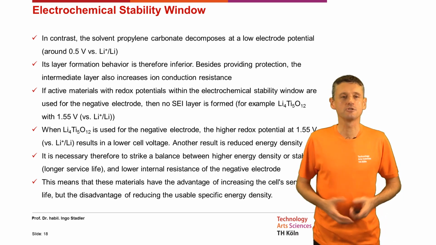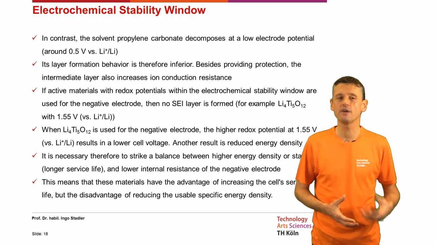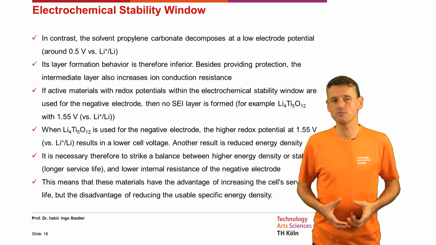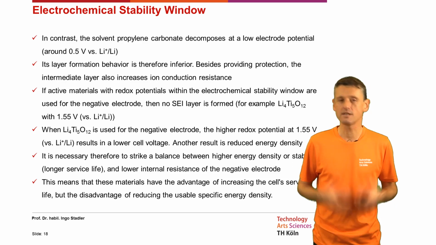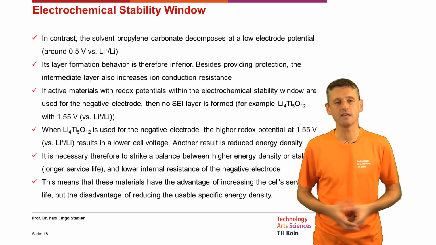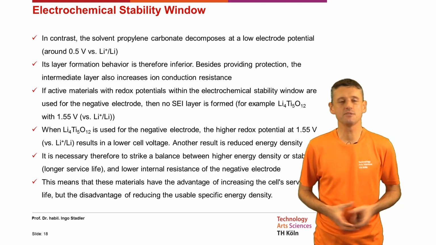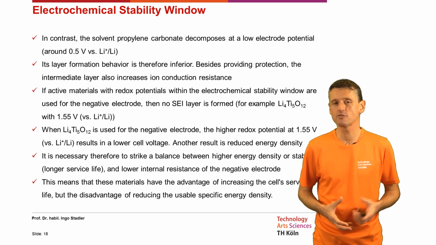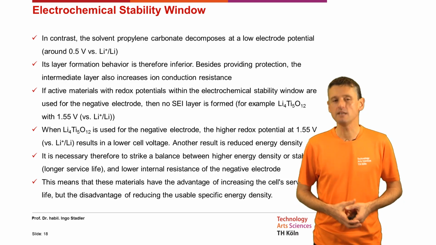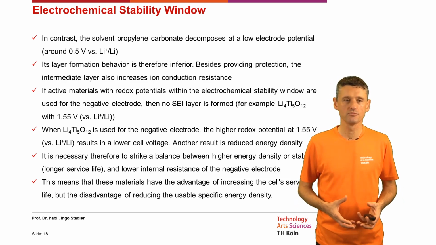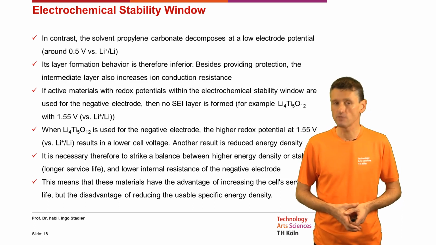In contrast, the solvent propylene carbonate decomposes at a low electrolyte potential, around 0.5 volts. Its layer formation behavior is therefore inferior. Besides providing protection, the intermediate layer also increases ion conduction resistance. If active material redox potentials within the electrochemical stability window are used for the negative electrodes, then no SEI layer is formed. For example, with the lithium titanate cell with 1.55 volts.